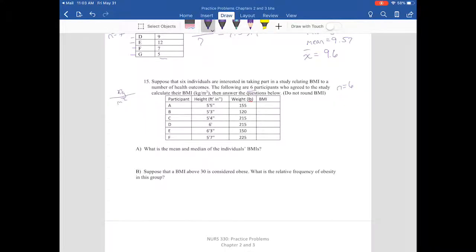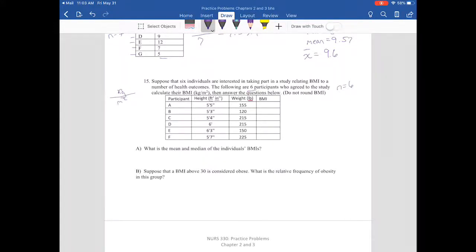So we have height in feet and inches, and we have weight in pounds. We're going to need to convert from pounds to kilograms, and from feet to inches, inches to centimeters, centimeters to meters, and then square them. And you take your kilograms divided by your meters squared, and you get your BMI.